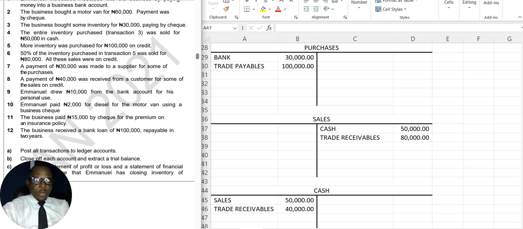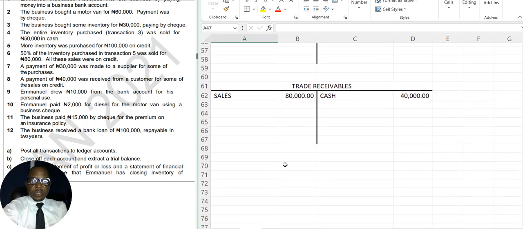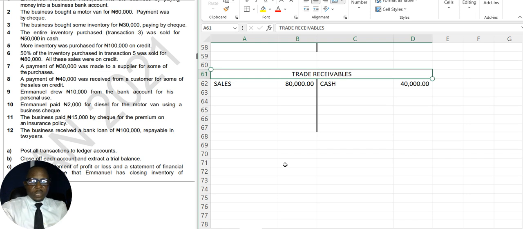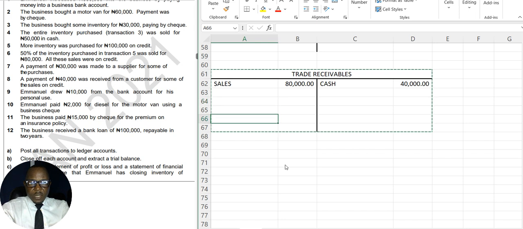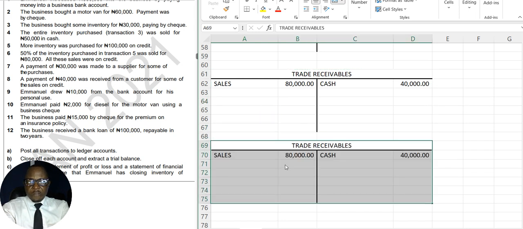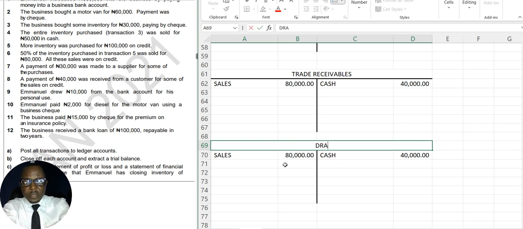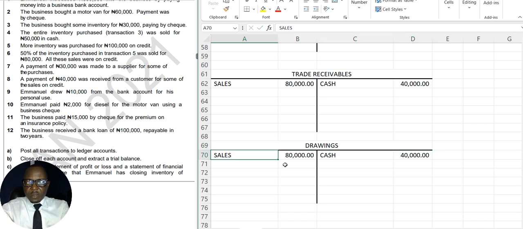Number 9. Emmanuel drew 10,000 naira from the bank account for his personal use. Now the transaction involved here is called drawings. So drawings and capital will be affected. We are having no additional table. We put this as drawings. And let's erase all this. Drawings is receiving, capital is giving.